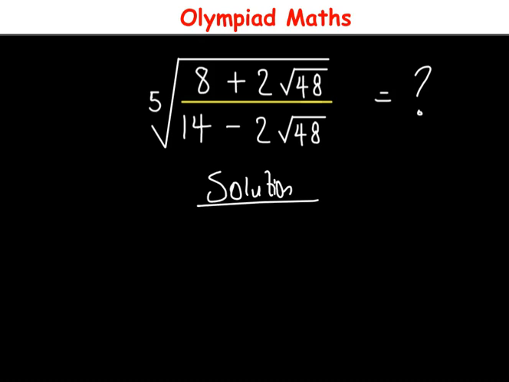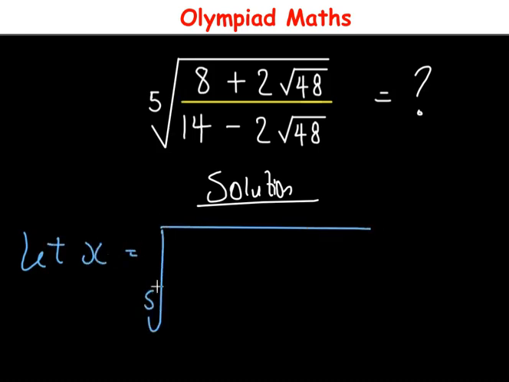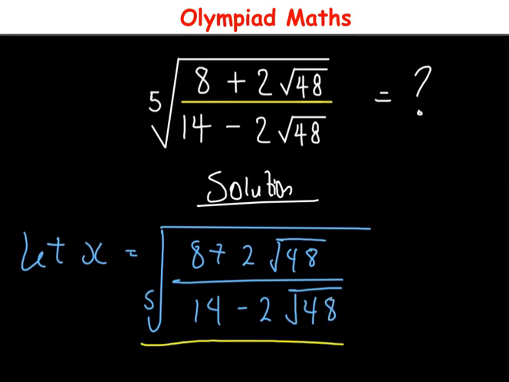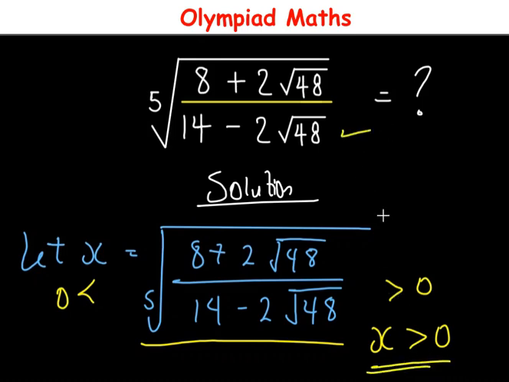solution. So what we are going to do is suppose that x equals this. So we have x equals the fifth root of (8 plus 2 times root 48) divided by (14 minus 2 times root 48). The fifth root of this will give us a value greater than 0, so that means x will be greater than 0. So this is the condition to check for the correct answer for this given question, that the value of x should be greater than 0.